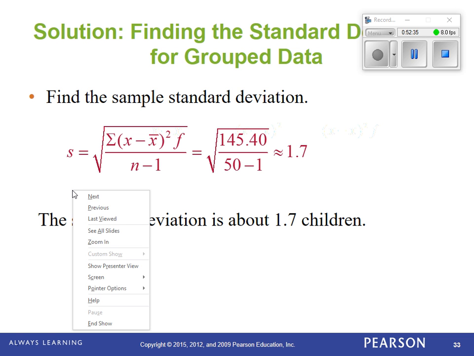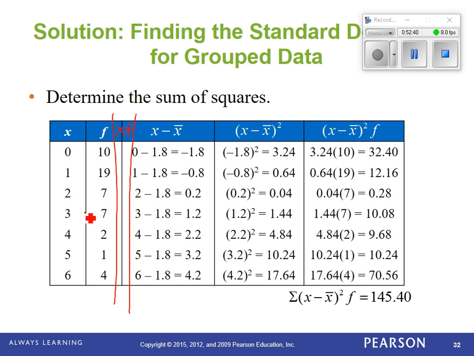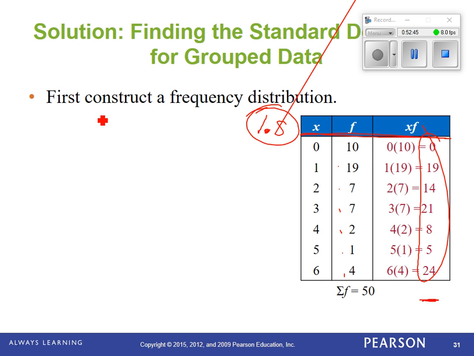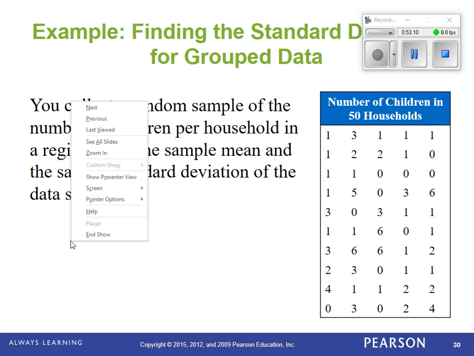I didn't even read what this question was asking. Was it talking about children per household or something? You collect a random sample of number of children per household in a region. So they're saying, all right, you went around each house, and one house said they had one child, next one 3, so on, so on. Some of them, you know, got 6, 4, whatever. And then the sample standard deviation that we came up with was about 1.7.